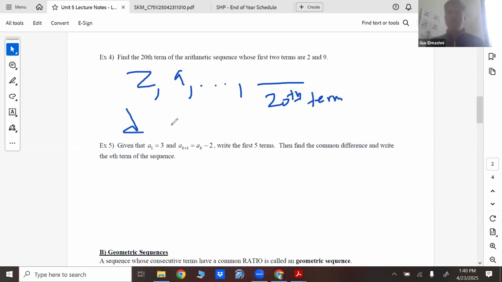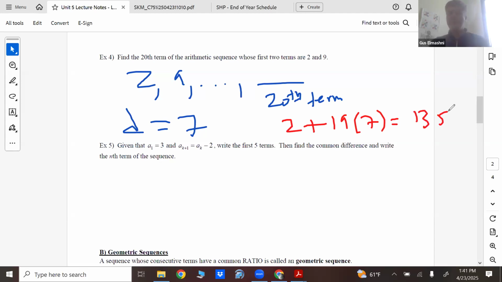What's the common difference here? 7. And you know it's going to be consistent because you're told that. How many times do I have to apply the difference of 7 after the first term to get to the 19th term? Sorry, to the 20th term. I said the answer: 19 times. Or you can start at the second term and add 18 times. It's totally up to you. So you can do 2 plus 19 times 7, which I think is 135. Am I correct? Yeah, 135.